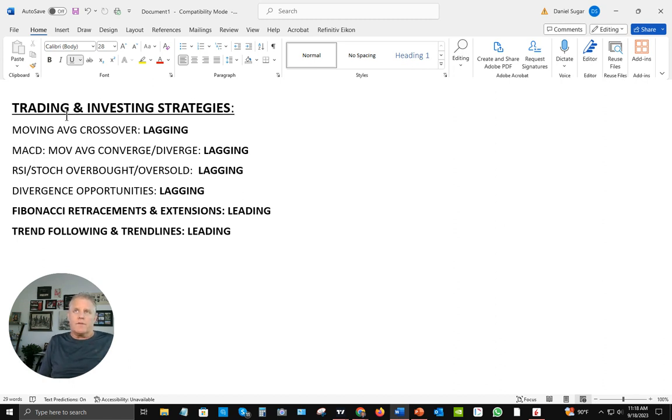MACD, moving average convergence divergence, also a trend following indicator, but again, that's lagging. It's using old data, so it might be a couple candles behind, or a couple minutes, or a couple hours. RSI, relative strength index, and stochastics, you've heard of. You can use those for overbought, oversold. But again, those are lagging.